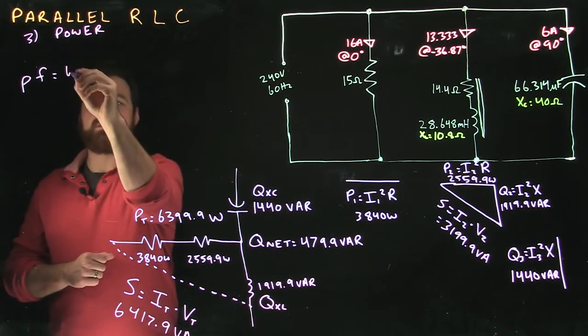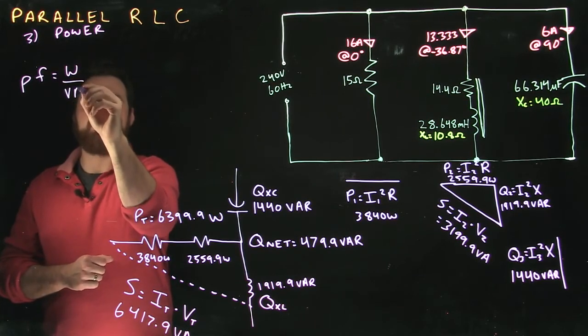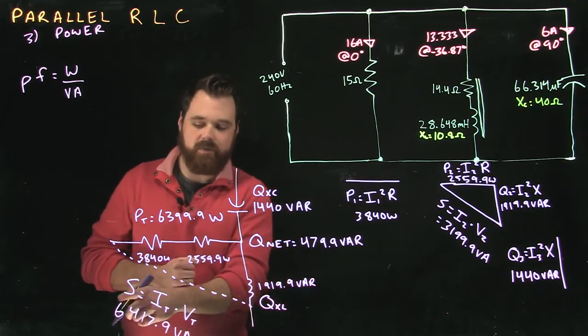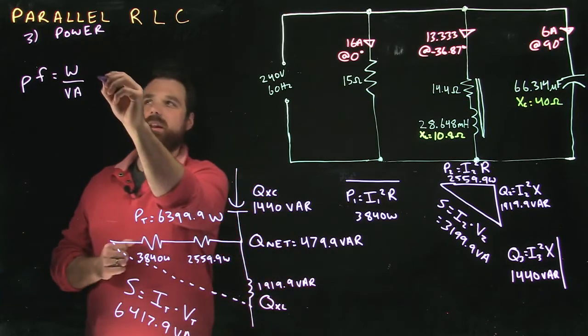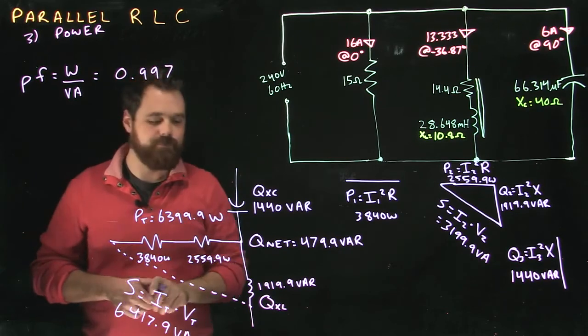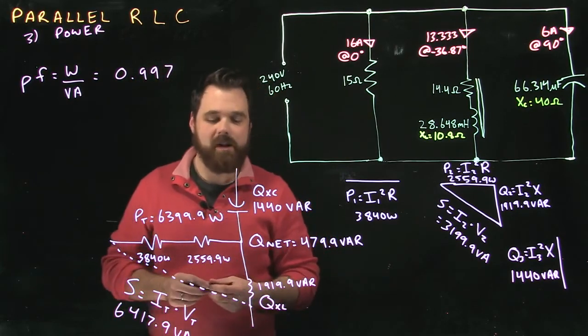Now the very last step with all of these circuits is my power factor. It's going to be watts divided by VA. So I go 6,399.9 divided by my VA, and I get a power factor of 0.997, which is actually a very good power factor.